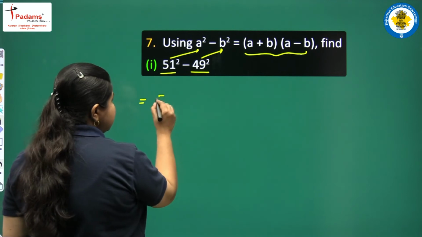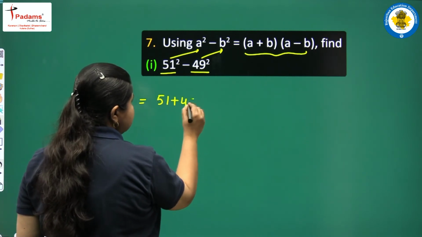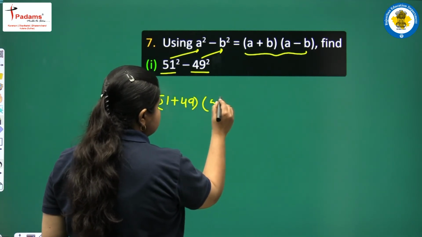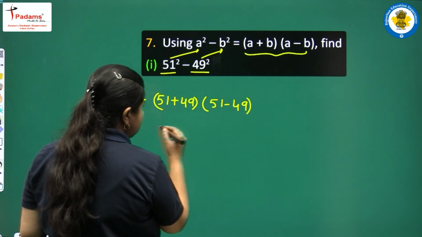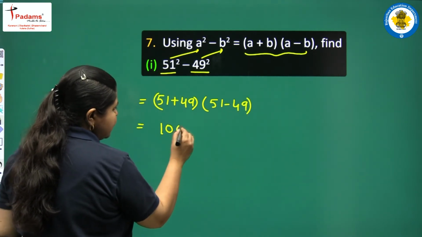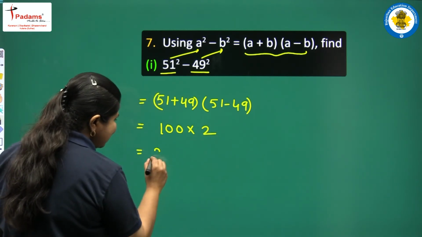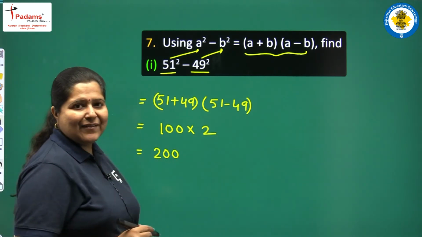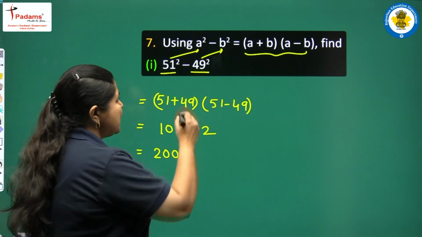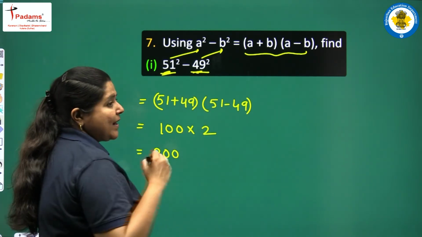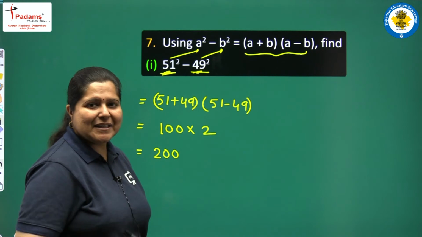This can be written as 51 plus 49 and here 51 minus 49. Now 51 plus 49 is 100 and into 51 minus 49 is 2 and now the answer is 200. So quickly we have got the answer. और यही अगर आप मल्टीप्लाई करके इनको स्क्वायर करते और माइनस करते तो कितना टाइम लगता है सोचिए आप.